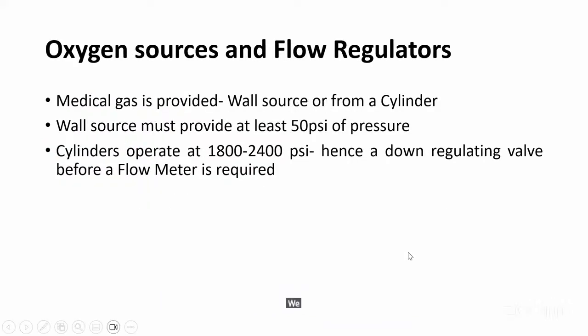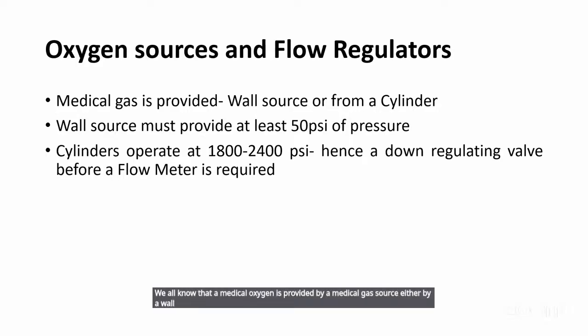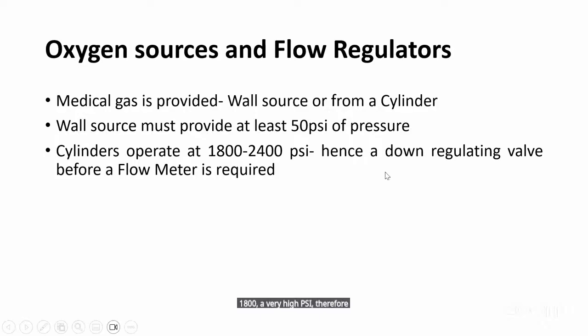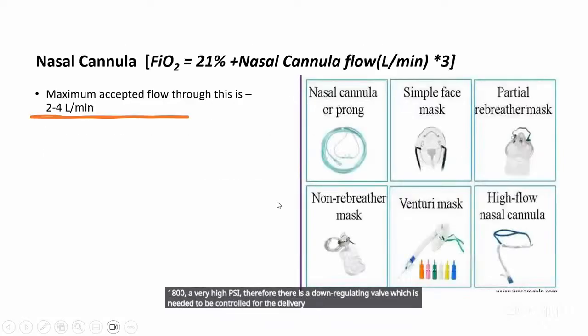We all know that medical oxygen is provided by a medical gas source, either by a wall source system or by a cylinder. In a wall source system, it should be provided at least 50 psi of pressure, whereas cylinders operate at 1800, a very high psi. Therefore, a down-regulating valve is needed to control the delivery of oxygen pressure.